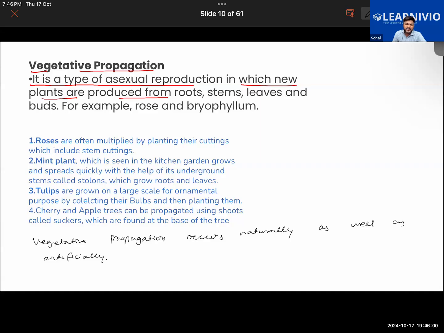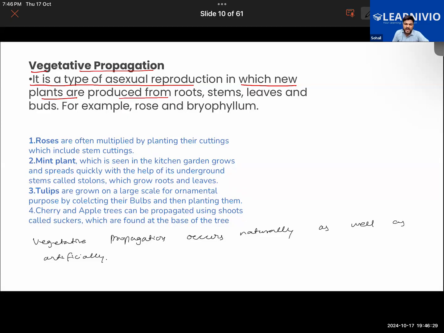So there will be different methods of vegetative propagation. You will learn about cutting, in which a piece of the stem or a piece of the root will be simply planted into the soil, and a new plant will grow out of it. Like you would have a money plant at your home. It's a common plant. Rose plant can also be there.